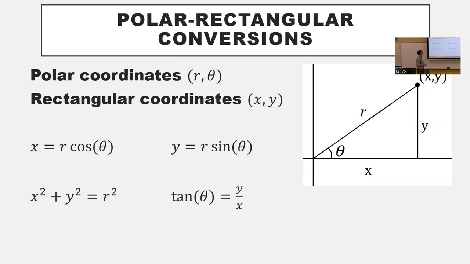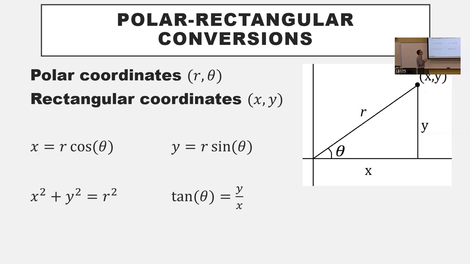The sine part of SOHCAHTOA would be sine of theta is equal to y over r, but that's just a rewrite of this y equals r sine theta. Same deal. And then the last is the Pythagorean theorem. The Pythagorean theorem on this right triangle would say x squared plus y squared is equal to the radius squared. All right.